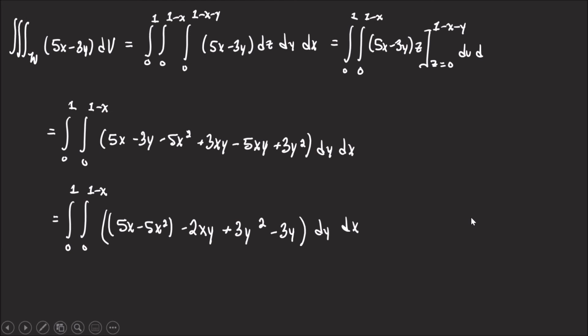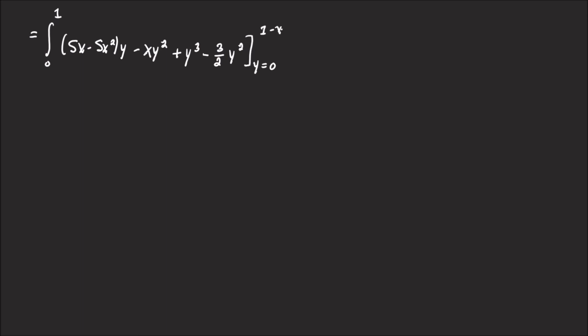So if we now go ahead and evaluate this, we'll have integral from 0 to 1, 5x minus 5x squared all times y. Then we have minus xy squared plus y cubed, then minus 3 halves y squared. Y will go from 0 to 1 minus x.